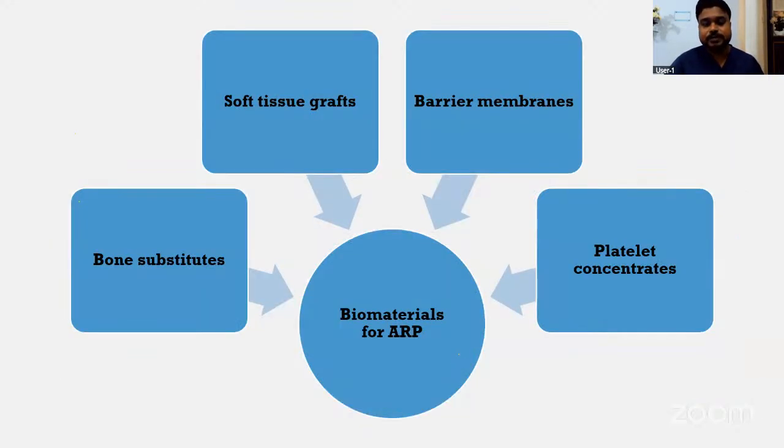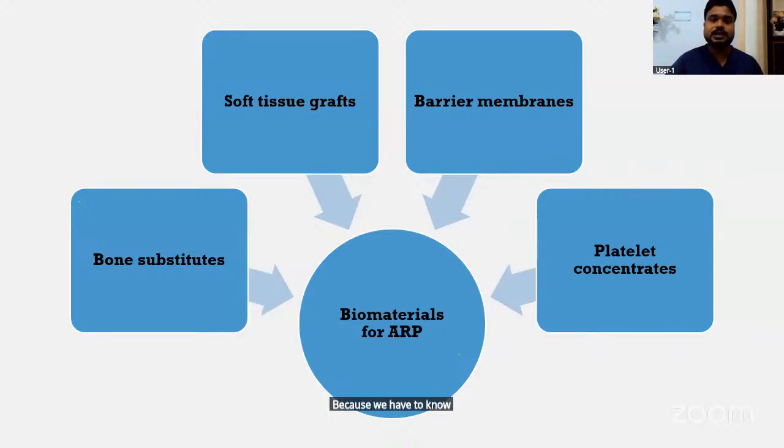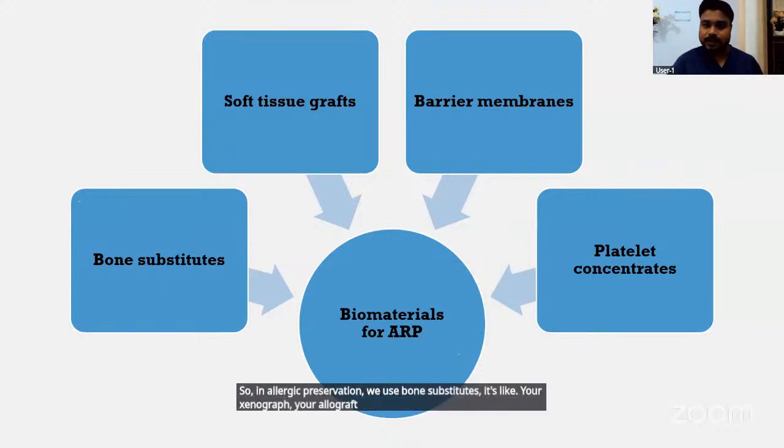Now, how can it be done? Well, we got to know why to do and when to do alveolar ridge preservation, and now we have to know how it is done and what is used in alveolar ridge preservation. So in alveolar ridge preservation, we use bone substitutes. It's like your xenograft, your allograft, and alloplast. Okay, and again your soft tissue grafts.